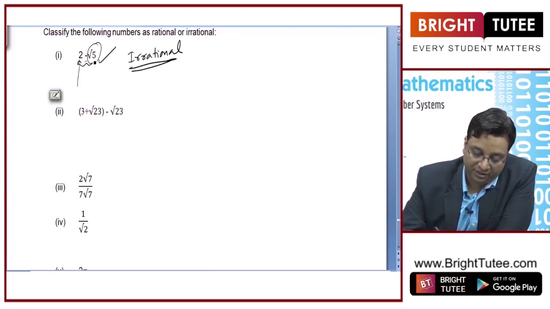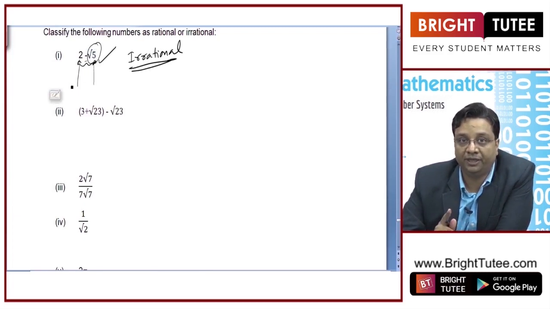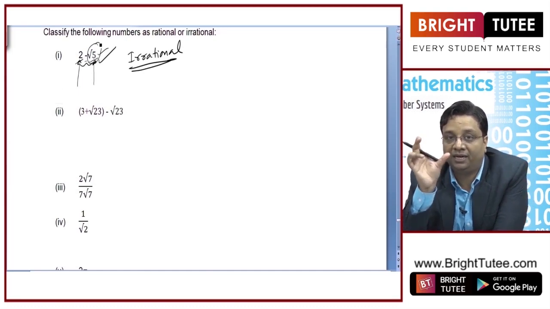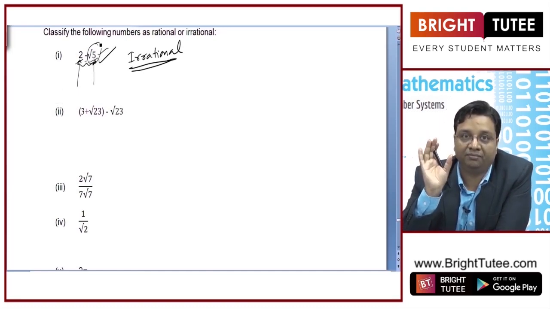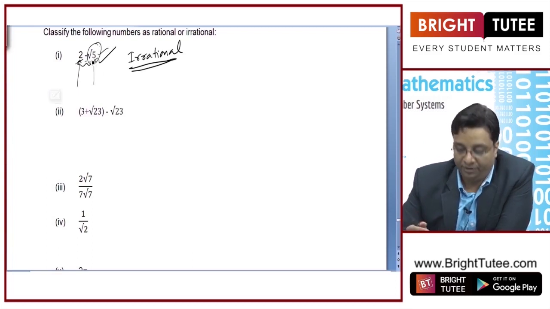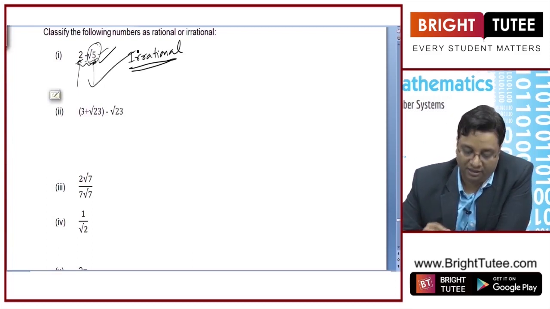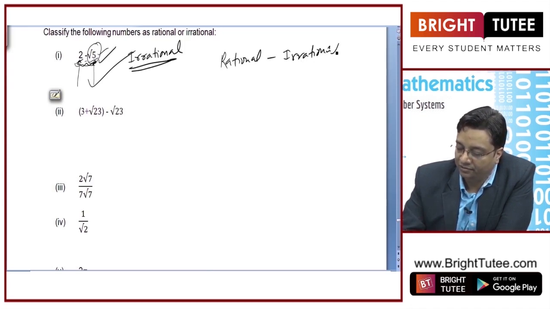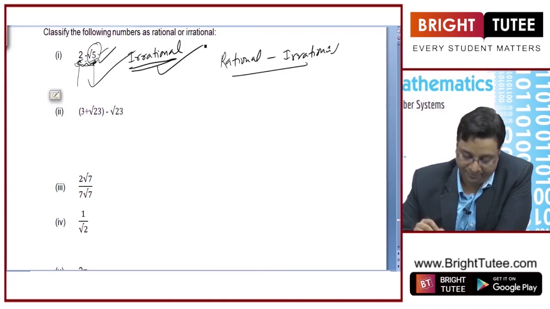Other way of thinking about it is that the decimal expansion of root 5 is non-terminating and non-repeating. When you subtract it from 2, the part after the decimal will remain the same. So that will be non-terminating and non-repeating. So this number is irrational. Otherwise, it is the subtraction of rational minus irrational, and it will result in an irrational number.